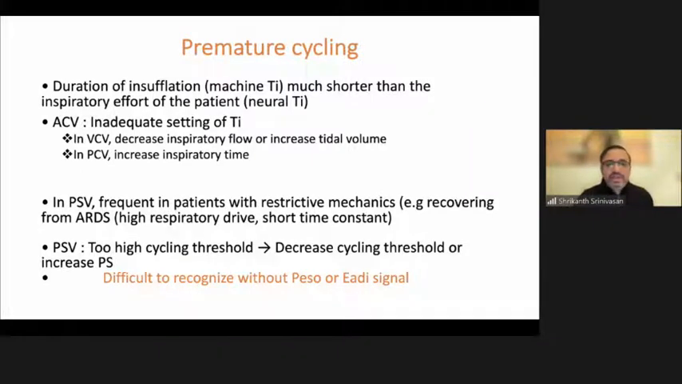How do we increase the inspiratory time? By decreasing the cycling threshold to less than 25%, so say 10% or 15%. So we have effectively increased the time which is there for inspiration.